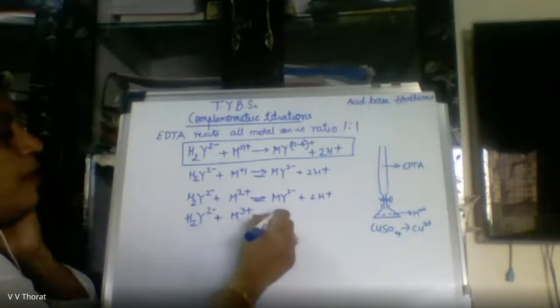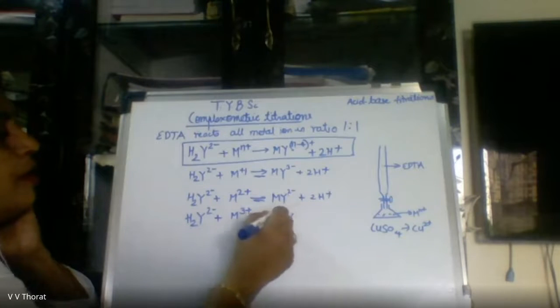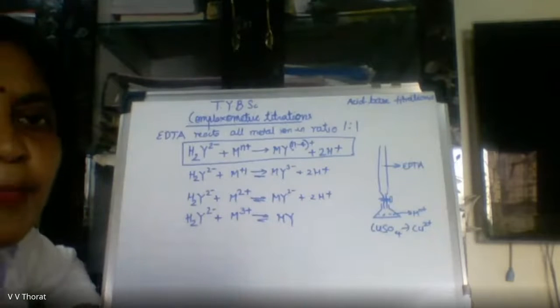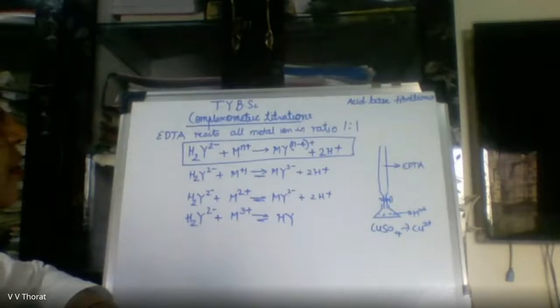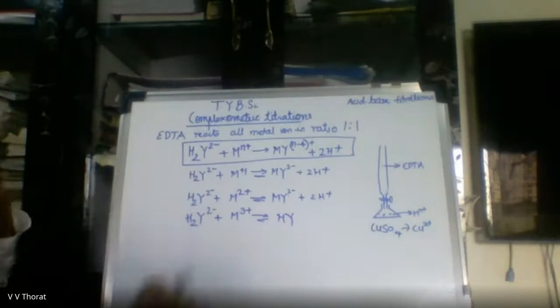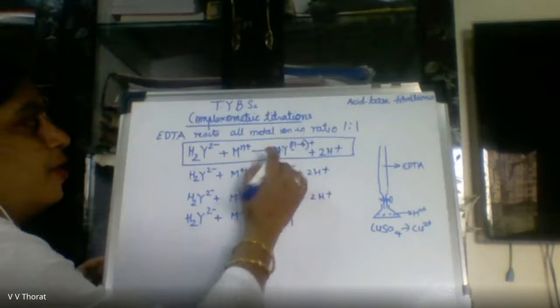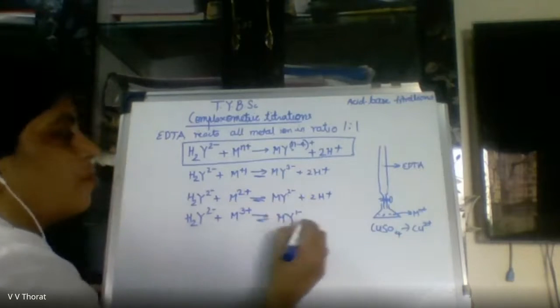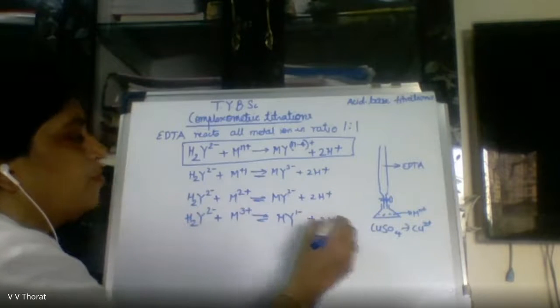What will happen? M raised to what? Minus 3. Minus 3, how will it be 3? This is 3, correct? N minus 4, N is what? 3. Ma'am, 3 minus minus 1. Yes, so it will be minus 1, that is M Y minus, plus 2H plus.